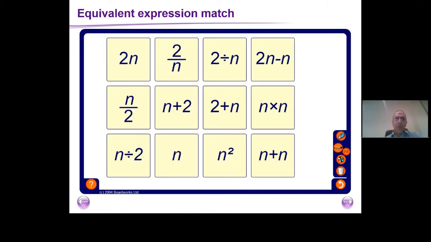Now in these examples here, we have equivalent expressions. So 2 of these are the same. So 2n, you know, is going to be n times n. N divided by 2 divided by n is going to be 2 divided by n. These 2 and 3 match. 2n minus n is going to be the same as n. N divided by 2 is going to be the same as n over 2. N plus 2 is the same as 2 plus n, and n times n is the same as n squared. So these are all equivalent expressions and written in different ways.